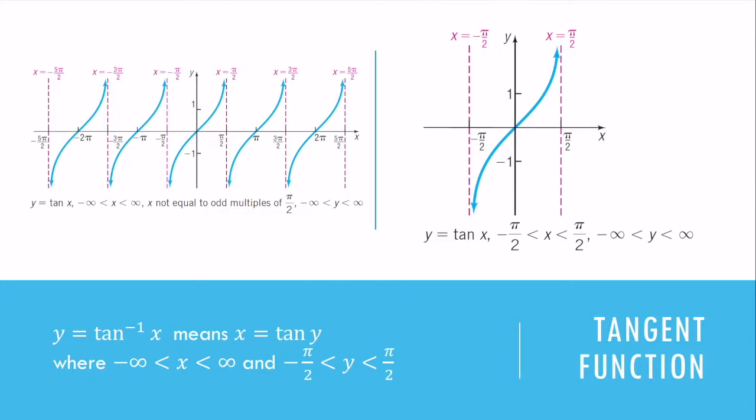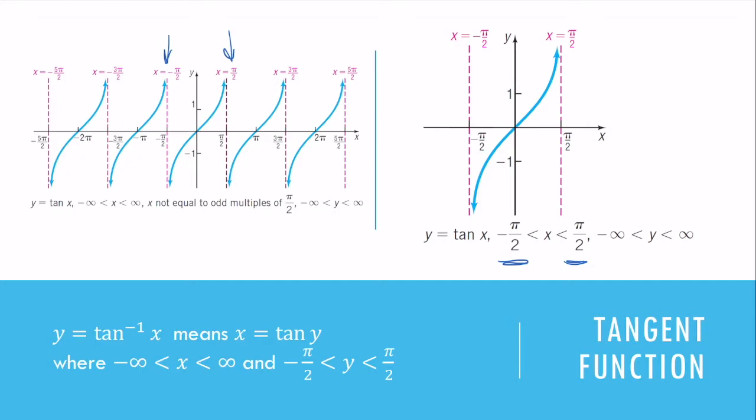So let's take a look at the tangent function. Here's our tangent function. In order to make this pass the vertical and horizontal line test, we're just going to look at the interval from negative pi over 2 to pi over 2. Notice that, unlike with sine, these are not inclusive, because those points are asymptotes for our tangent function.